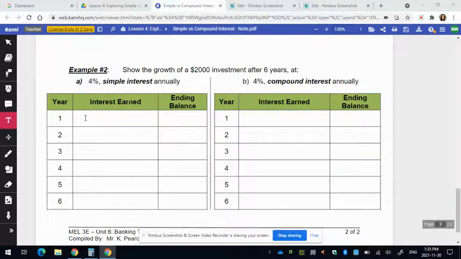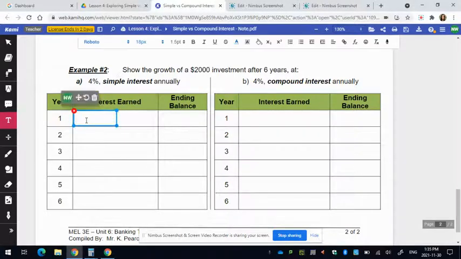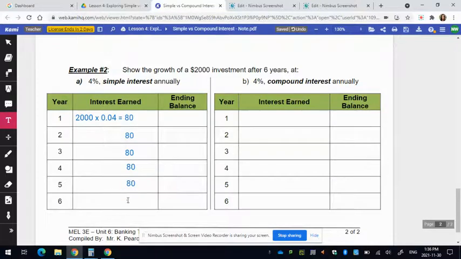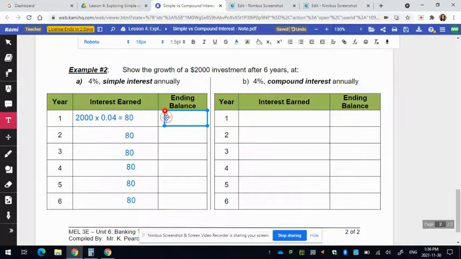So we know that's the interest earned on the original amount. Year after year, we continue to use the original amount. So we're going to have 2,000 times 0.04, which gives us 80. So we could go ahead and actually fill out 80 for all of these because we know we're always going to use that same amount year after year. So when we go ahead and do that, our ending balance after the first year would be 2,080.